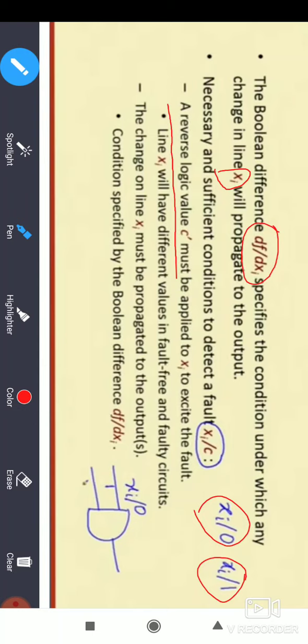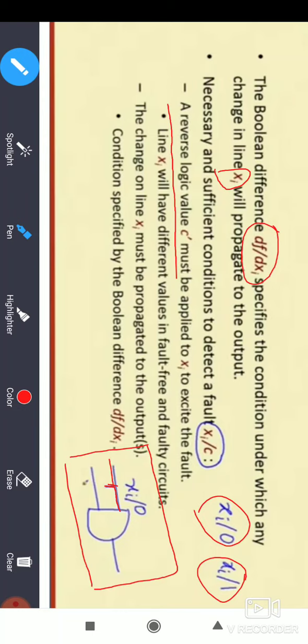Line xi will have different values in fault free and faulty conditions. Fault free means no fault. Suppose we have an AND gate, and xi, one of the inputs, is stuck at 0. Then we apply the reverse logic value: since the line is stuck at 0, we apply logic 1. Then we can detect the fault.